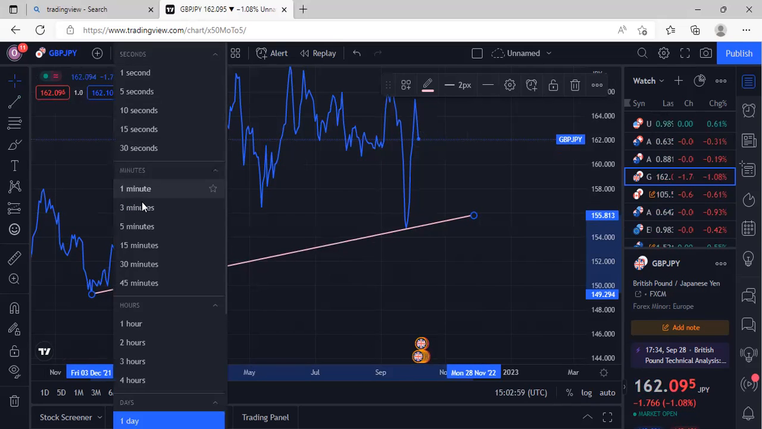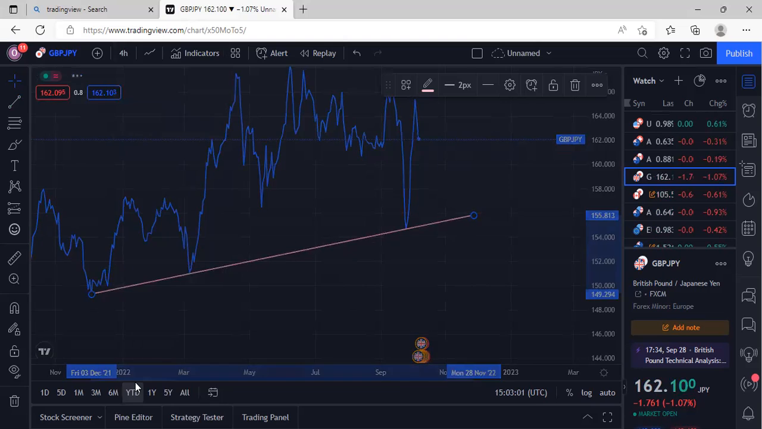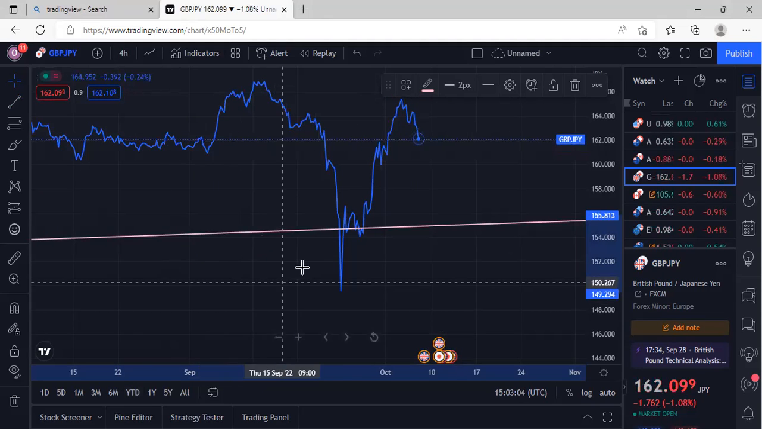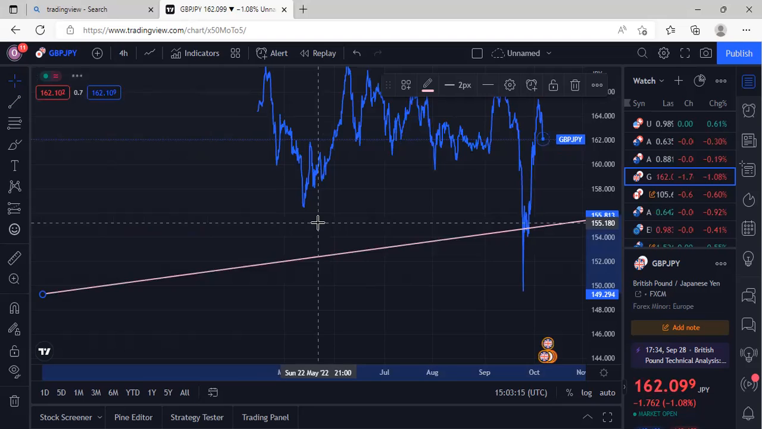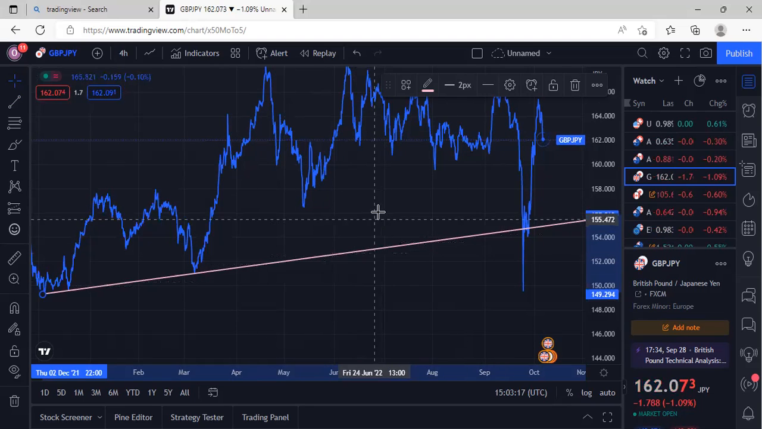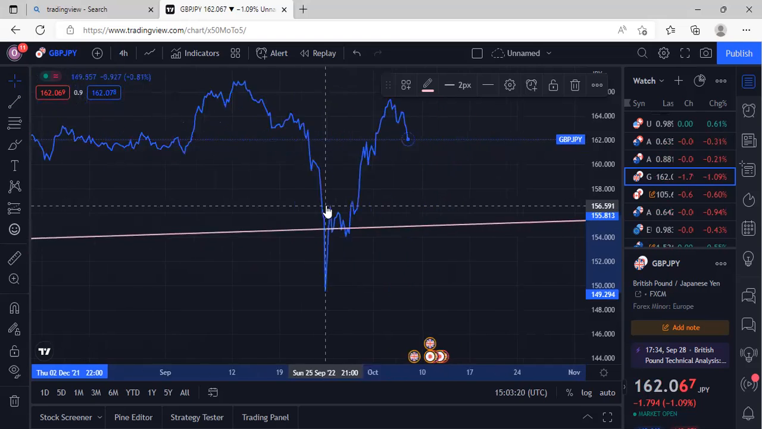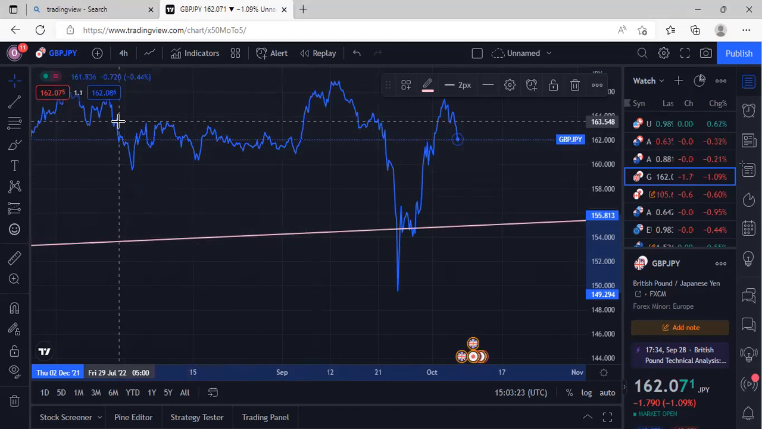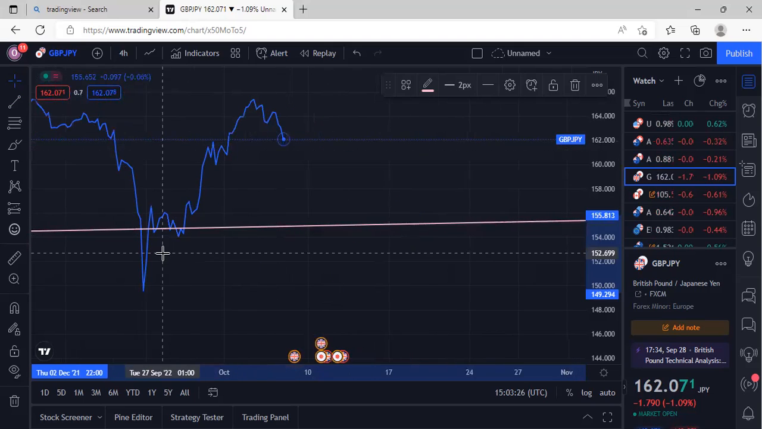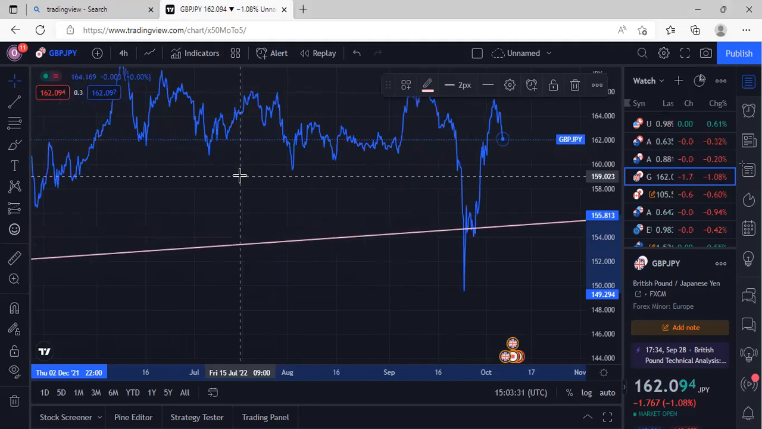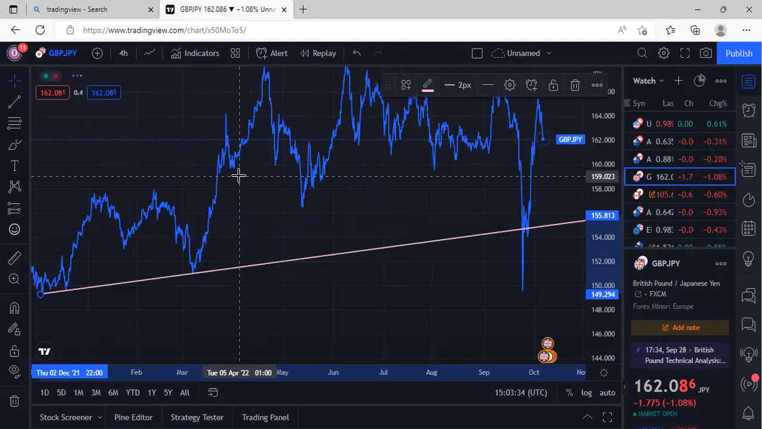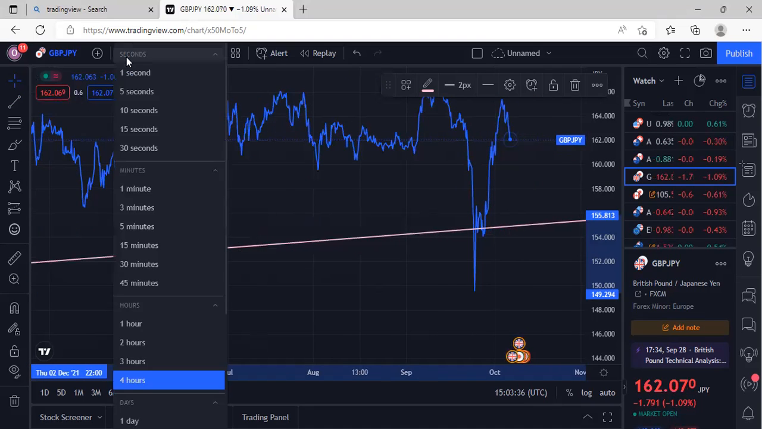Going back to our 4 hour, actually, this is what we call top-down analysis. What is top-down analysis? Top-down analysis is whereby you go to the higher time frame and then reduce the market down to the lowest time frame. Now we are moving from the daily time frame. You can see the market on our daily time frame. Going now to our 4 hour time frame, you can see something happening here, but this one is not a good place for us to draw a trend line.